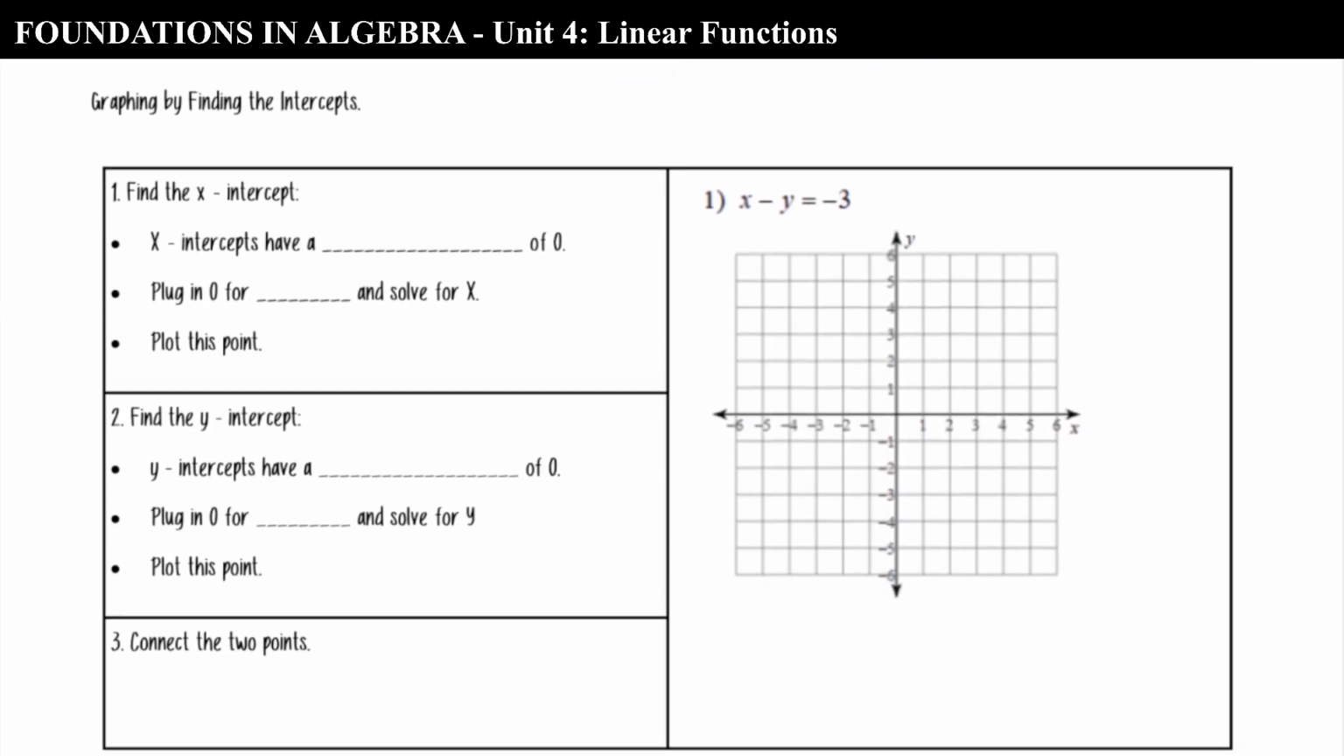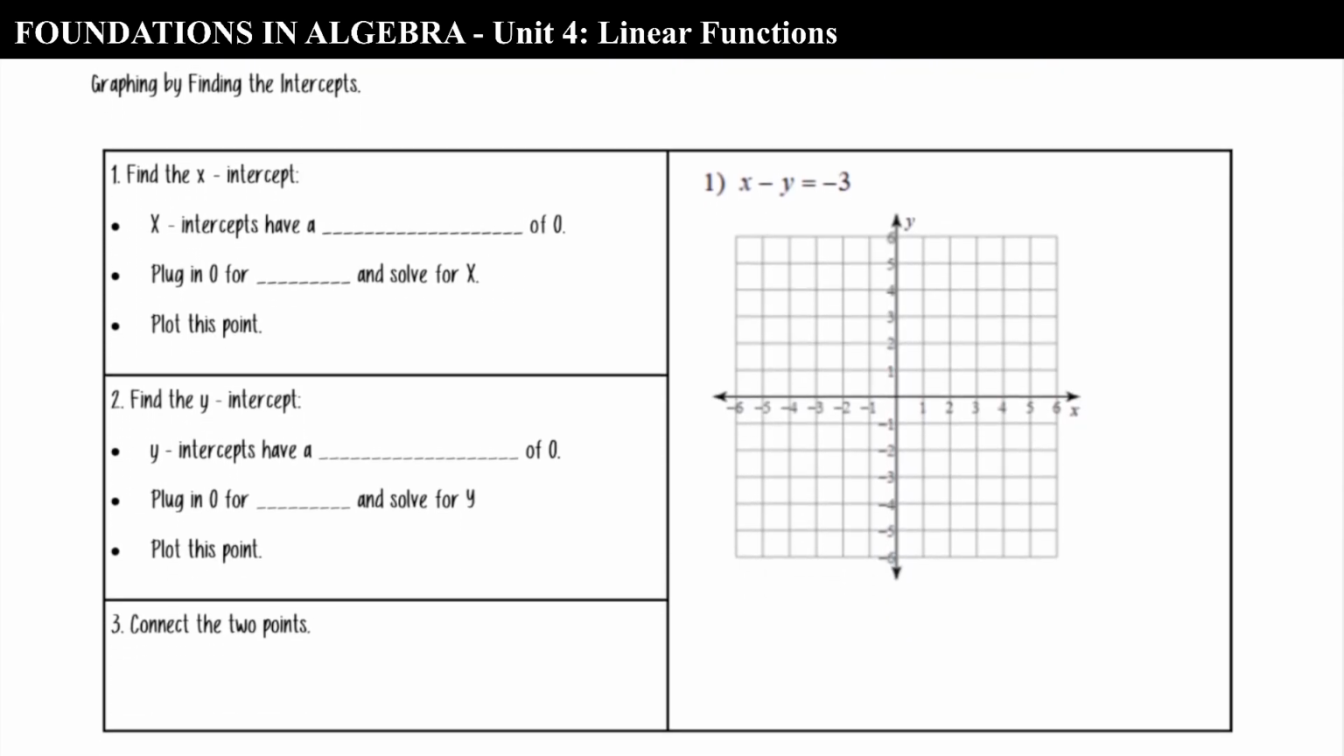Let's talk about graphing by finding the intercepts. First, you're going to find the x-intercept. X-intercepts have a y value of 0, so you plug in 0 for y and solve for x. Then you plot the point. If we plug in 0 for y, we get x minus 0 equals -3, so x is -3. Our x-intercept is -3, and we plot that point.